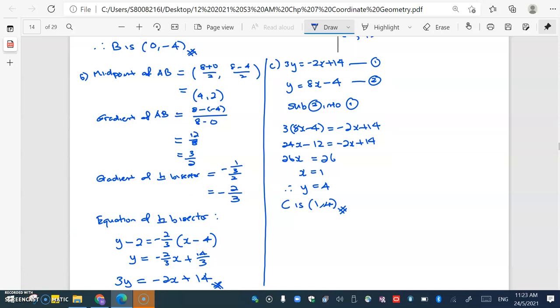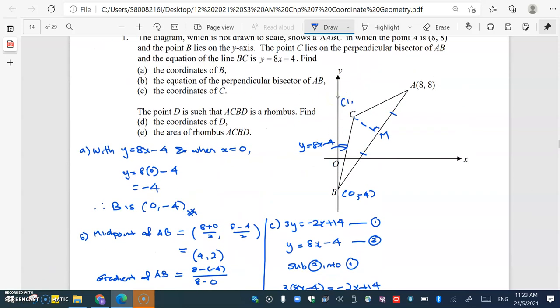Let's put C back into the diagram. So now I have (1, 4). The next part, the point D is such that ACBD is a rhombus. Remember we talked about this, the labeling matters, it goes in one direction. So if we have A, we have C, we have B, it simply means that D must be here, somewhere here, all right? So if I were to draw this, I'm seeing a rhombus, something like this with point D, right? ACBD is a rhombus. Rhombus means equal length. All right, find the coordinates of D.